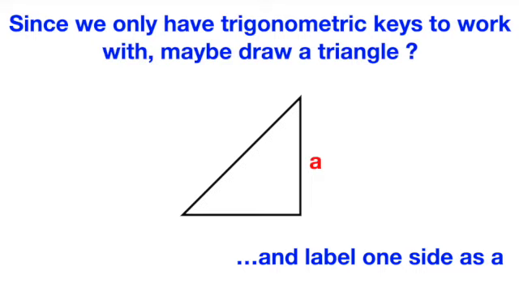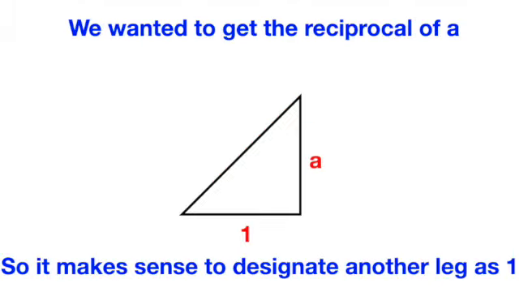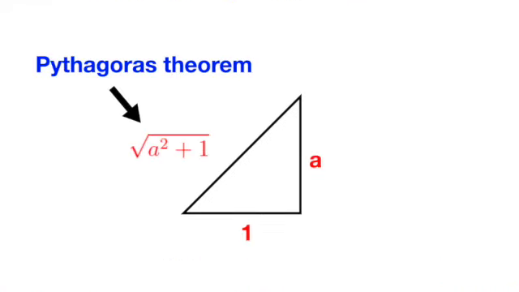A really could be positive or negative here, depending on the direction you designate. As you can see in the diagram, the line extends upwards, so A is positive in our case. I will leave the case where A is negative, so you could have a go at it yourself later. We let one of the side lengths of the triangle be A, and since we want to get 1/A, it makes sense to let the other side length be 1. The hypotenuse would then be square root of A squared plus 1, obtained through the Pythagoras theorem.